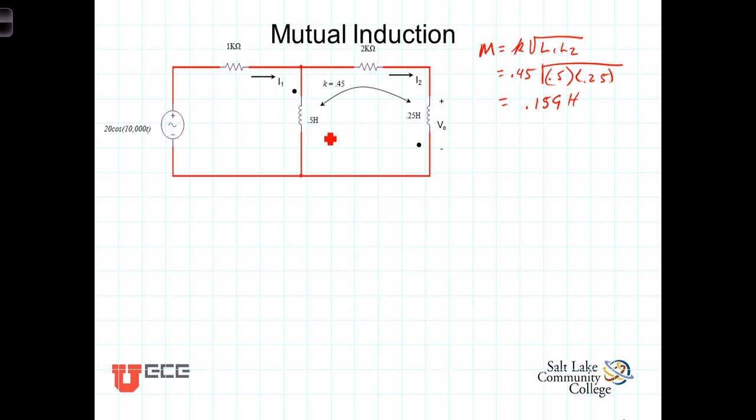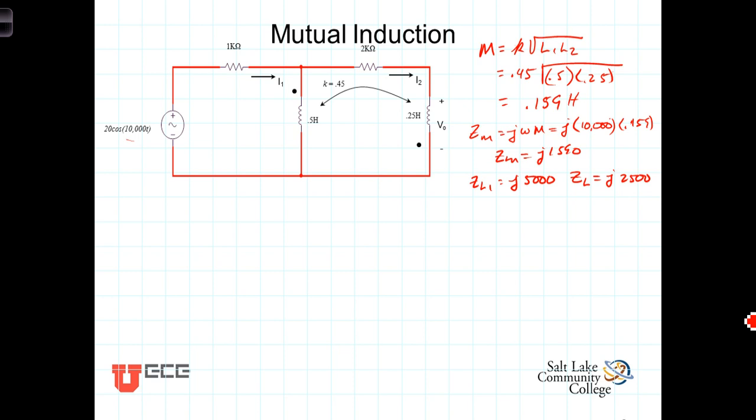Now that we know what M is, we can go through and convert the entire circuit to its sinusoidal steady state because it is being driven by a source that's oscillating at 10,000 radians per second. So Z sub M then is equal to j times omega times M, which will be j times 10,000 times 0.159. We find that Z sub M is equal to j1590. We can also find Z sub L1, that's equal to j times omega times 0.5, and that turns out to be j5000. And Z for L2 turns out to be equal to j2500.